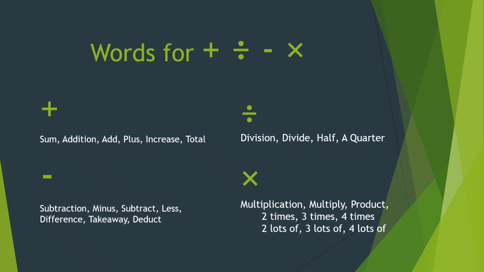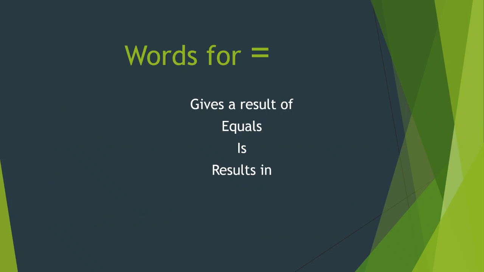So here on your screen are some common words that we use for the plus symbol, the division symbol, subtraction symbol, and multiplication symbol. Probably the words you've all heard of before, but this is a good point of reference for you that when we're doing our worded questions, you can come back to this page and have a look at words that you might not have known the meaning of. Same thing here for the equal sign. So when we say that something equals something, we can also say that it gives a result of, or results in, or is. I'm sure there's a few more words, but these are the main ones.